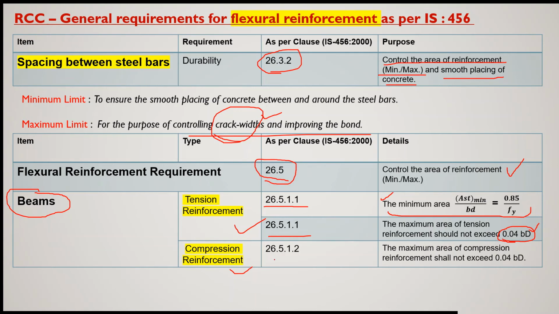So for compression reinforcement, you have to refer to clause number 26.5.1.2. Here it is mentioned that the maximum area of compression reinforcement shall not exceed 0.4% of BD. So these are the basic restrictions.